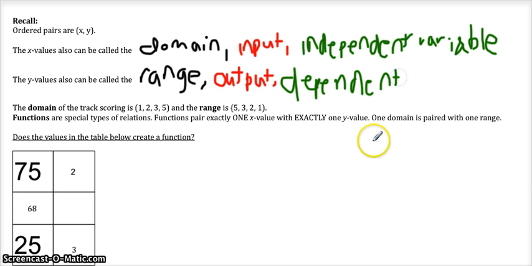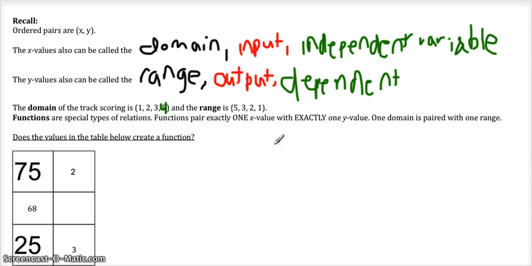Okay. So the domain of the track scoring, going back to what we did earlier, was 1, 2, 3, and 4. That should be a 4, guys, because that was 4th place. Fix that for me. Thank you. And the range is 5, 3, 2, 1. Going back, remembering 1st place got you 5 points, 2nd place gave you 3 points, 3rd place gave you 2 points, and 4th place gave you 1 point.